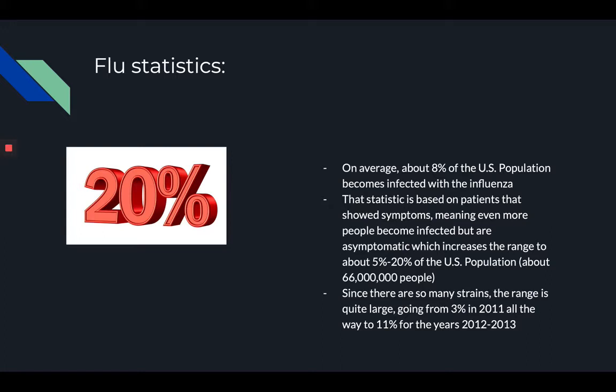Since there are so many strains, the range is quite large, going from 3% in 2011 all the way to 11% for the years 2012 and 2013. What that means is that the strains for the flu are very different, and some are more likely to be transmittable, and others are much less likely to be transmittable. So, the numbers really do change from year to year and strain to strain.